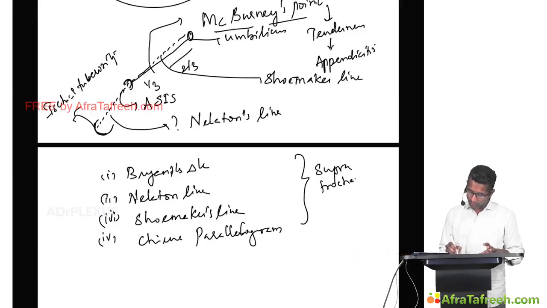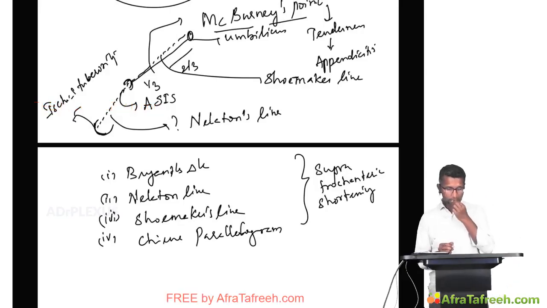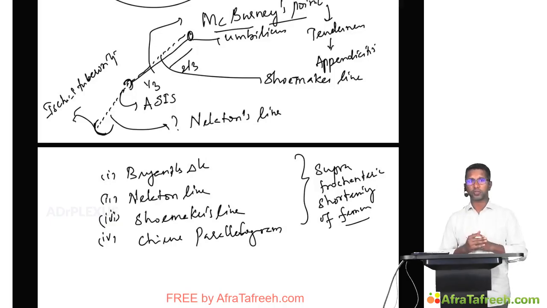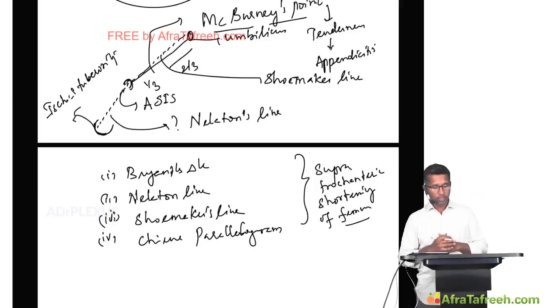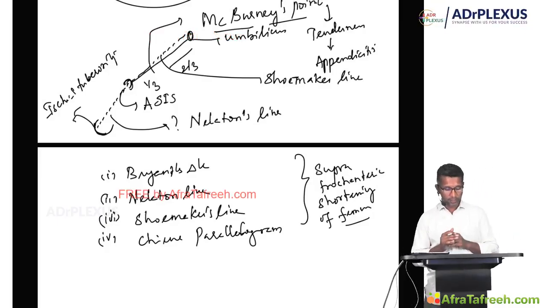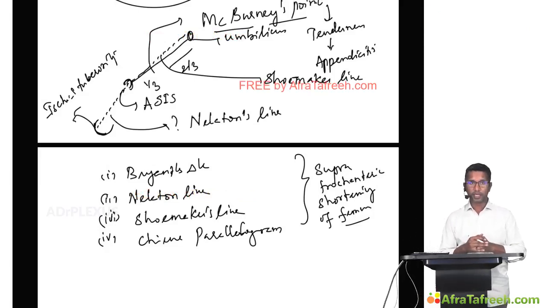supratrochanteric shortening in the femur. To identify whether there is any shortening in the supratrochanteric region of the femur, we draw these lines. McBurney's point also lies along these lines, so I just want to tell about these lines. So the supratrochanteric shortening of the femur can be identified by drawing these lines and this triangle.